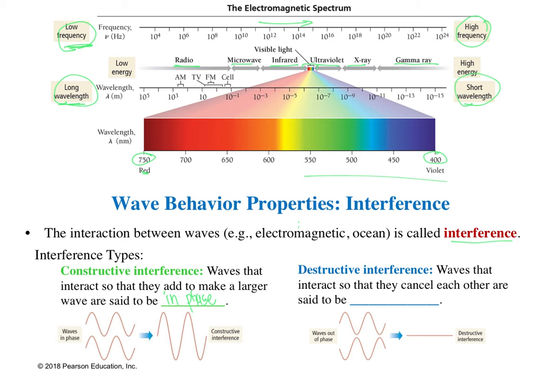When we have destructive interference, this is out of phase, so they are going to cancel each other out. So we have a peak adding up or corresponding with a trough, so they end up canceling each other out completely, and you don't see any kind of wave anymore.